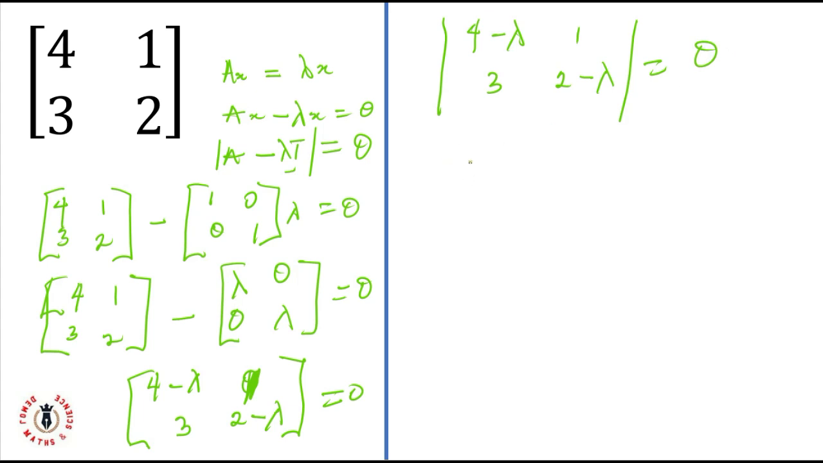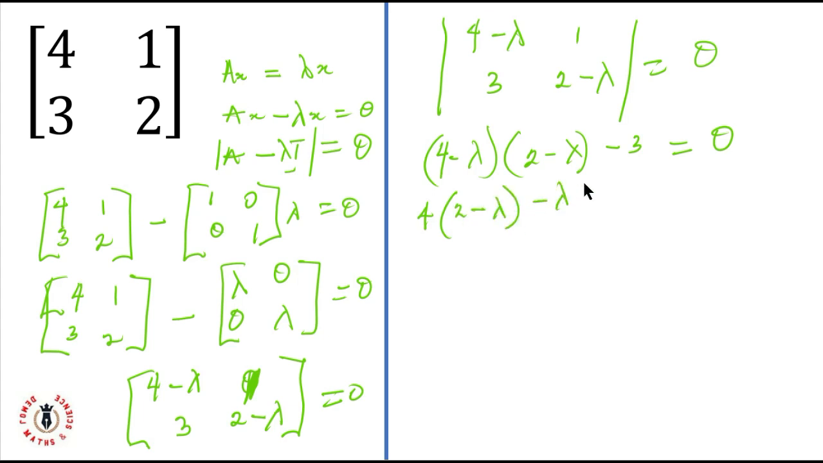Now we find the determinant of this matrix, so that this becomes 4 minus lambda times 2 minus lambda minus 3 is equal to 0. In case you missed our lesson where we explain the determinant of a matrix, we will place a link to that lesson in the description below. Okay, let us open the bracket. It becomes 4 times 2 minus lambda, minus lambda times 2 minus lambda, minus 3 is equal to 0.